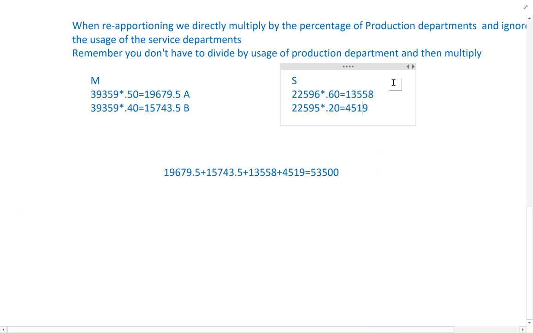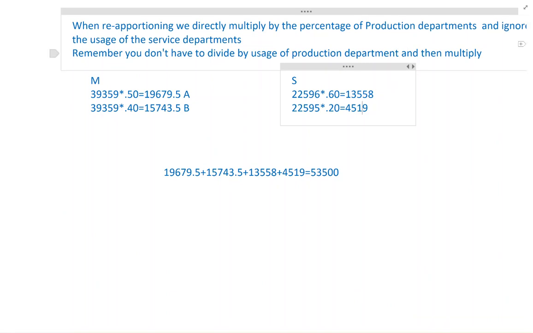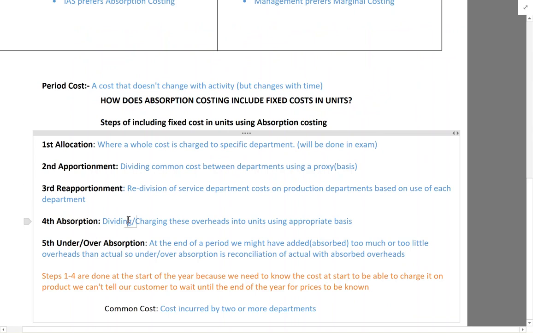So allocation, apportionment, and reapportionment find how much is the cost in each department. And then we have to take the cost in the department and include it into units, which is the next step. Absorption. This is the reason it's called absorption costing. So now we take the cost in each of these departments and we divide it into units based on a measure. It's called absorption.